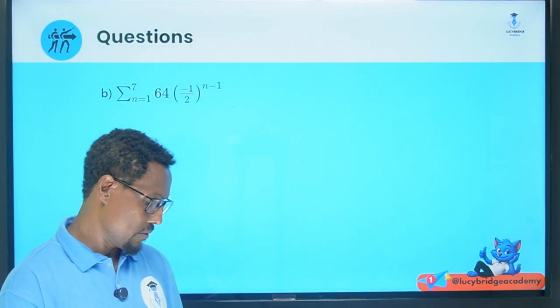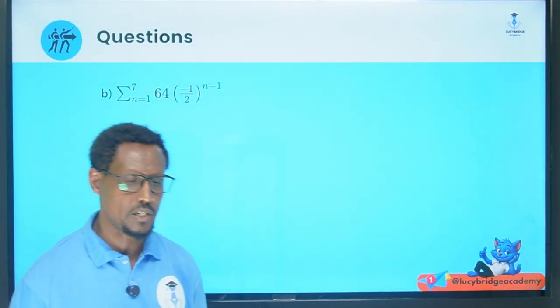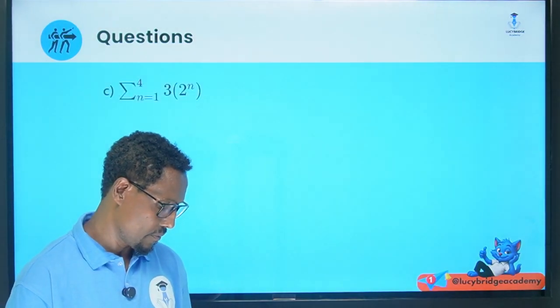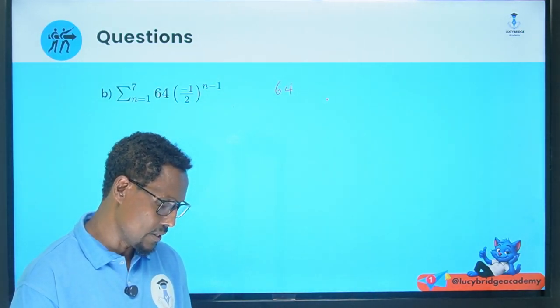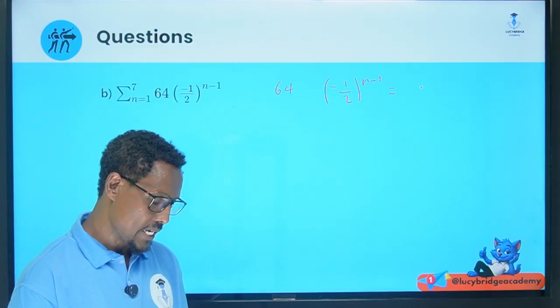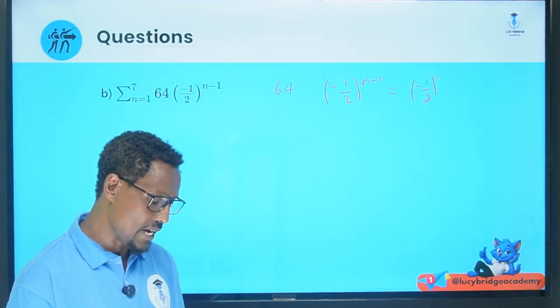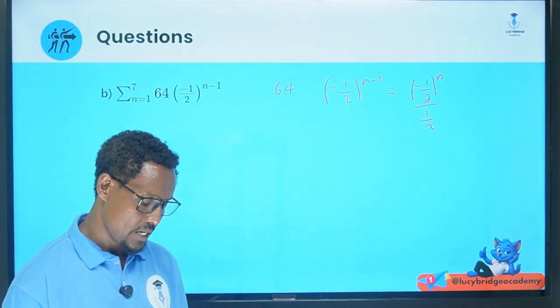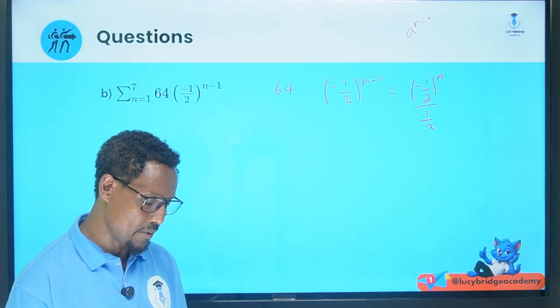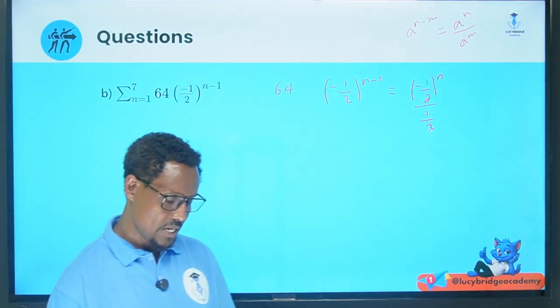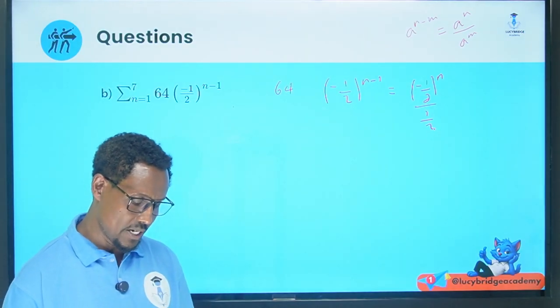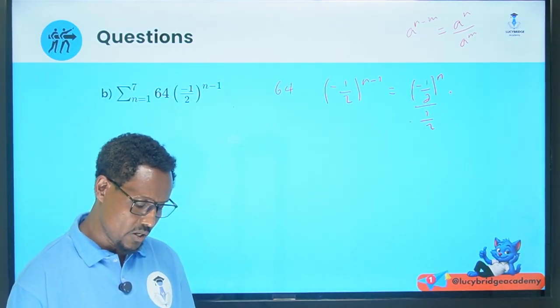Look. When there is a question, it is better to simplify first. 64 times, the constant we leave outside, -1 over 2 to the power of n minus 1. What does that mean? Using the exponential rule, a to the power of n minus m means a to the power of n over a to the power of m. Since the exponent m is 1, we have 1 over 2, but we have a negative sign, which is equal to -2 times -1 over 2 to the power of n.